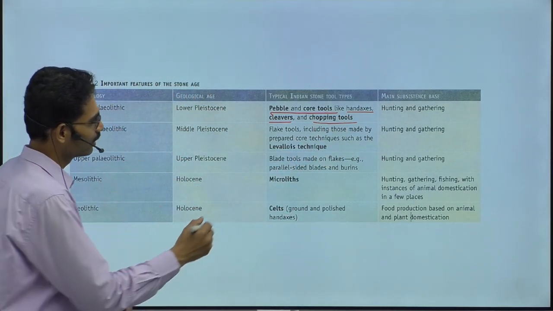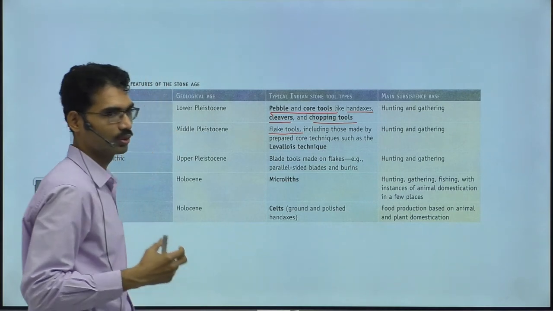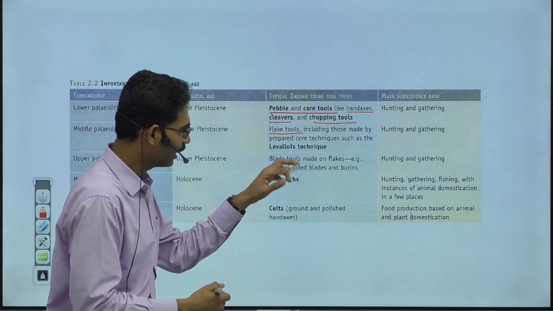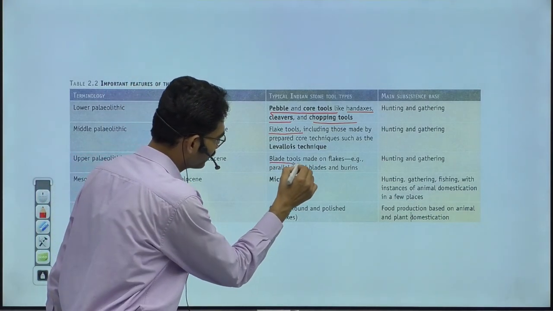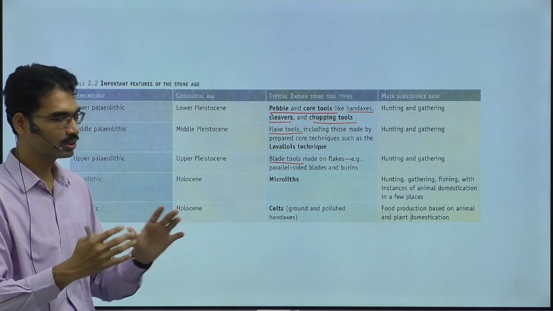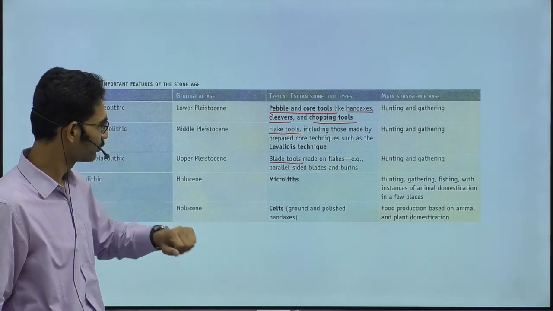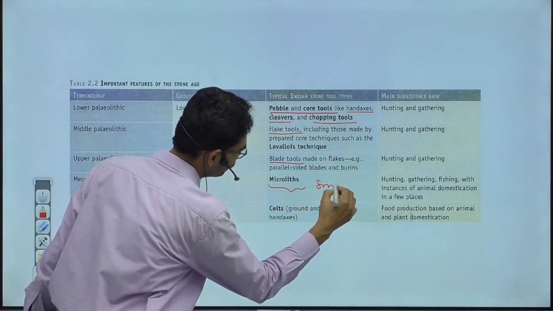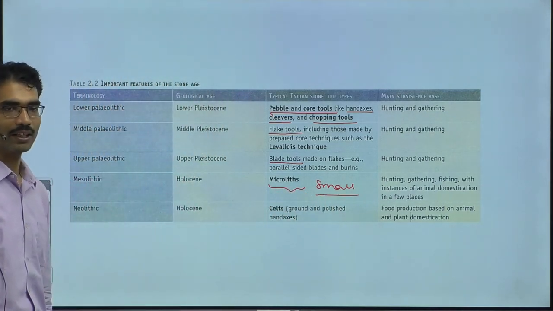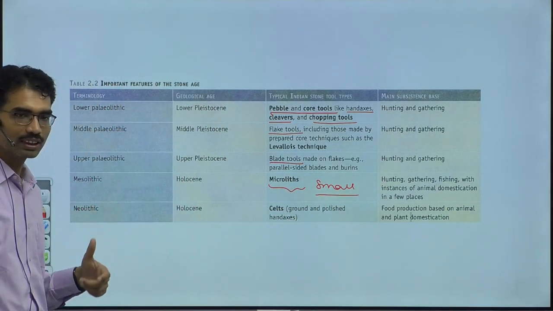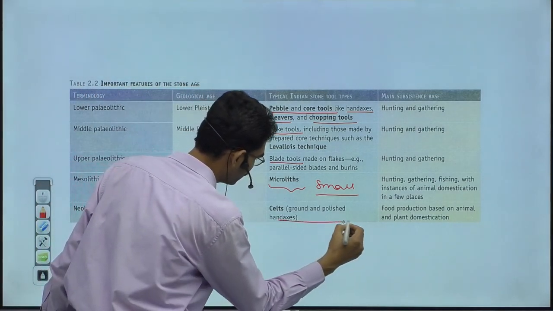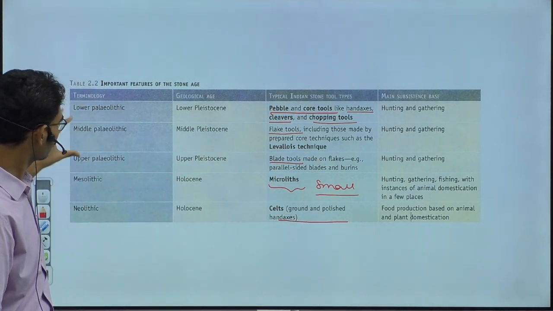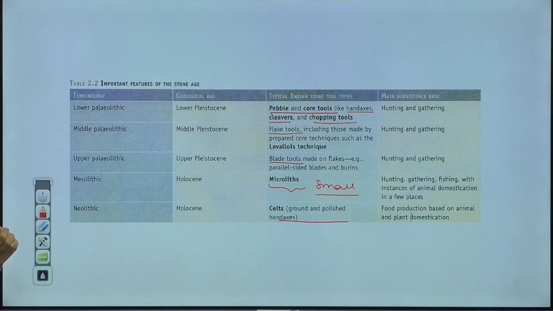And later in the middle, they started making sharp tools. Those are called flakes. They learned how to make even sharper tools. And later they made sharper tools called blade tools. When it comes to Mesolithic, they used small tools called microliths. When it comes to Neolithic, they started polishing, and polished stone tools became common. Based on these differences, we categorize into these many categories.